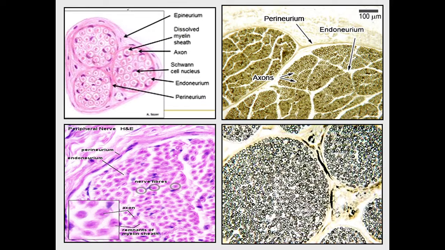This is the epineurium which surrounds the whole nerve trunk, and the group of nerves or axons are surrounded by the perineurium. The individual fiber is surrounded by the endoneurium. Again, H and E stain within a peripheral nerve. Those are the axons, and usually axons are surrounded by the myelin sheath. The endoneurium surrounds the individual fiber. The perineurium, connective tissue, surrounds the fascicle, and the epineurium surrounds the whole nerve trunk.